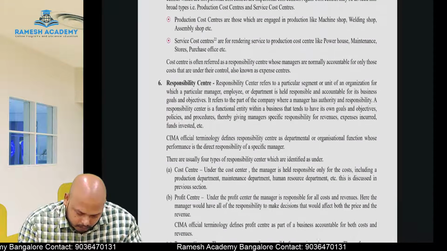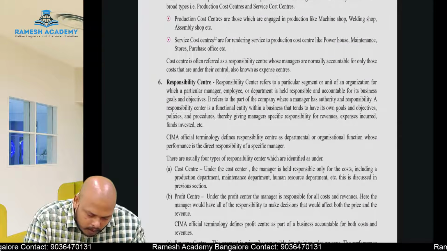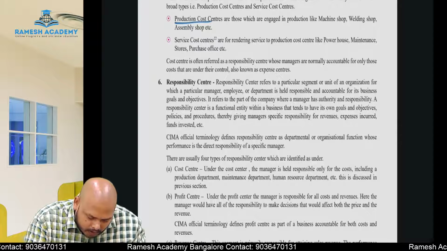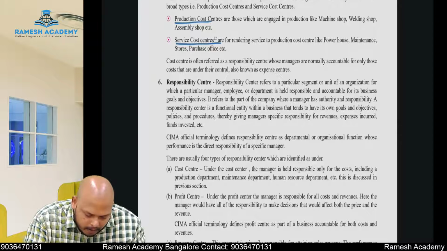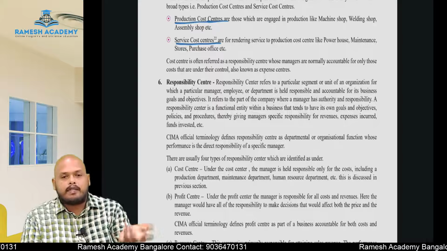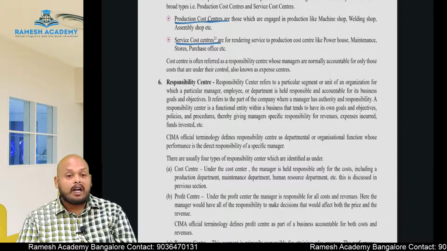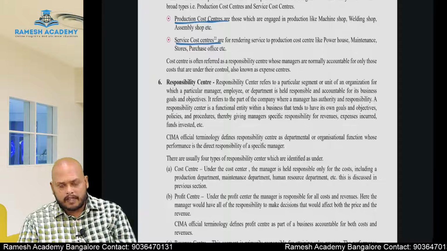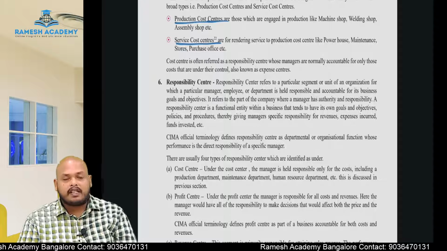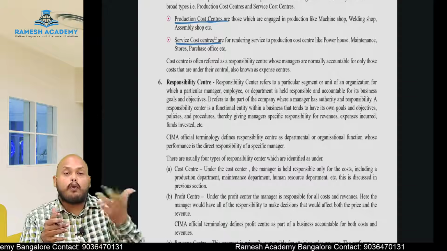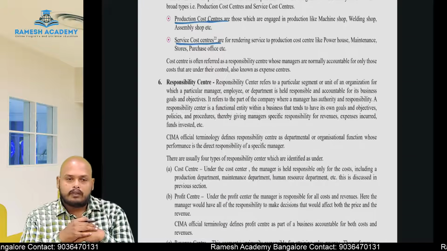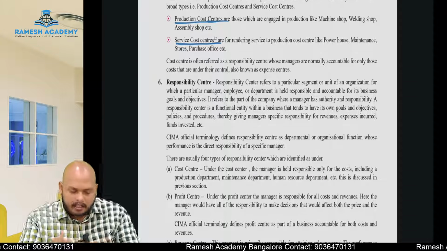Okay. Next, production cost center and service cost center. Basically, a production cost center is responsible for producing the goods. Under this production cost center, they convert raw materials into finished goods. Whereas a service center is a support to the production center. The service center will be acting as a support.